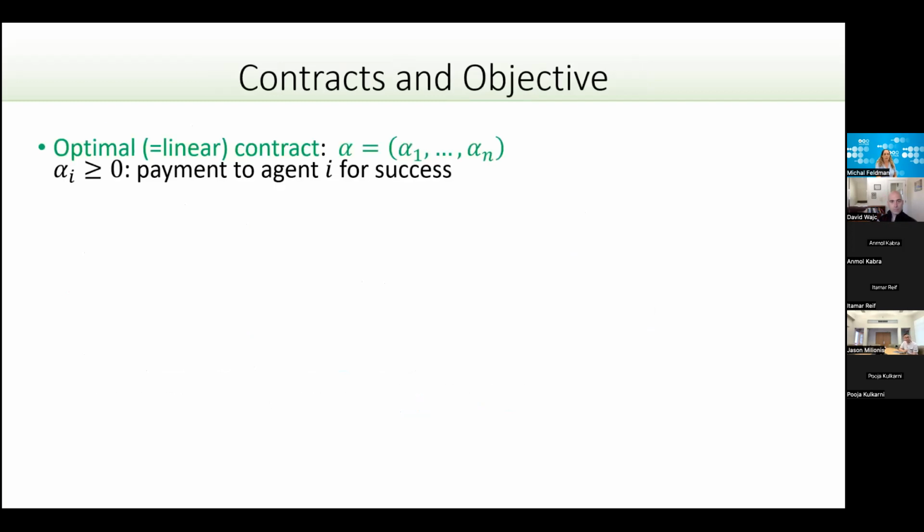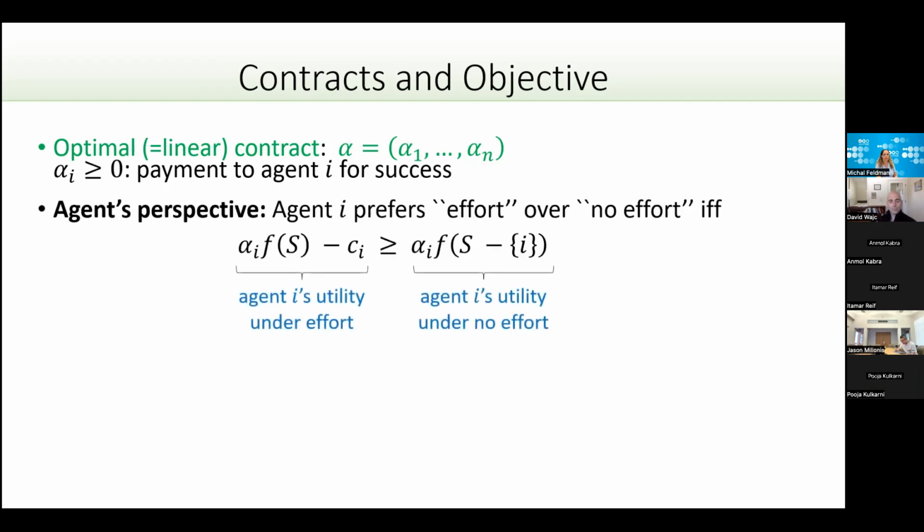Okay, good. So now the optimal contract is given by a vector of alphas, unlike before where the contract was just for one agent. Now it's with n agents. So every agent i is presented some alpha_i, which is how much that agent is paid in the event that the project succeeds. So a contract is given by a vector of alphas, where alpha_i is non-negative, and it's the payment that goes to agent i if the project succeeds.